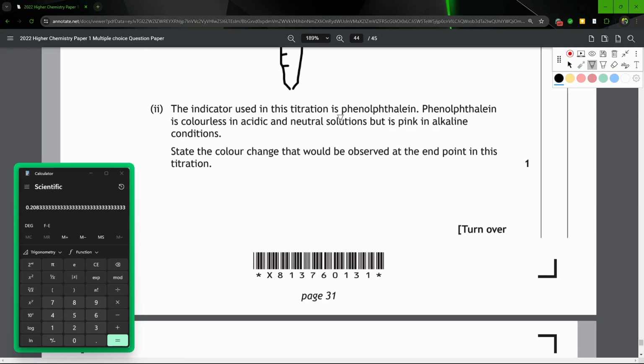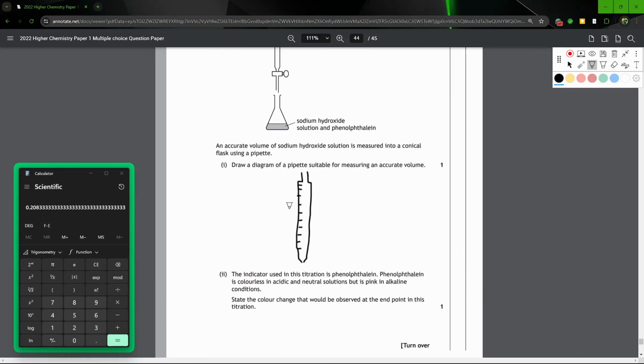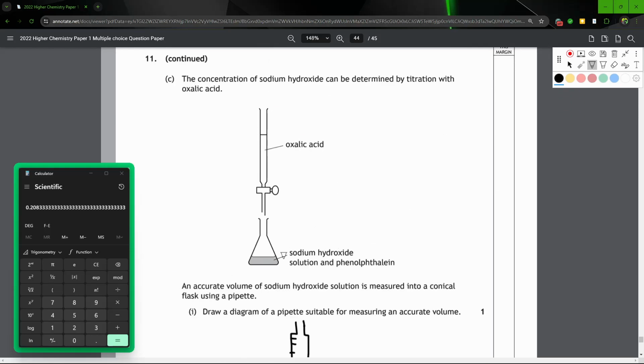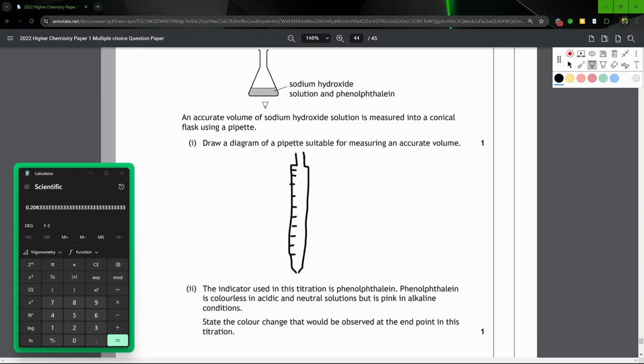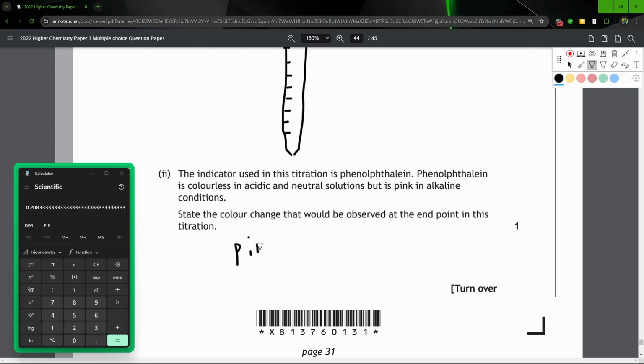The indicator used in this titration is phenolphthalein. Phenolphthalein is colourless in acidic and neutral solutions, but it's pink in alkaline solutions. State the colour change that will be observed at the end point in this reaction. Well, this is a sodium hydroxide solution, and then we're adding oxalic acid to it, so it's going to be alkali. So it's going to start pink, but then at the end point, when we turn it to neutral, it's going to be colourless.